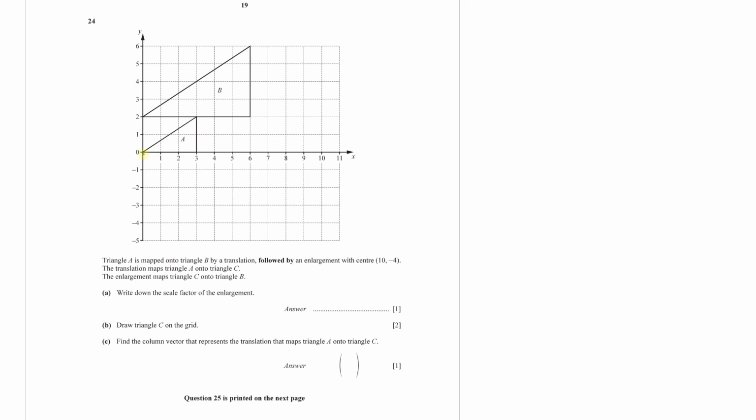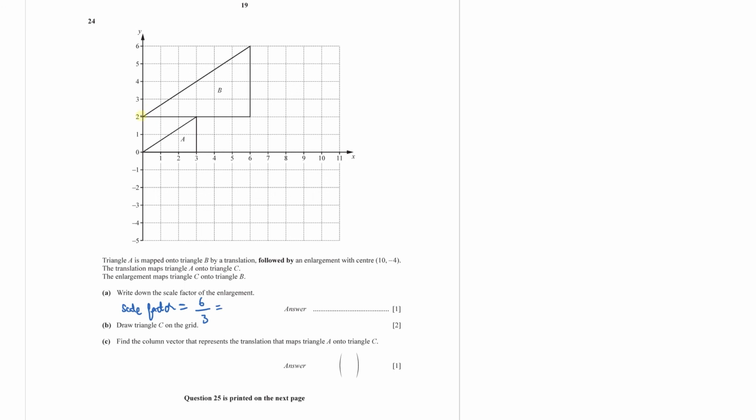So if this length here is 1, 2, 3, after translation we only move the triangle around, so this length will still be 3. Your scale factor can be calculated if you divide the length of the image by the length of the original triangle. If this is length 3, the corresponding length in triangle B is this, which is 6.